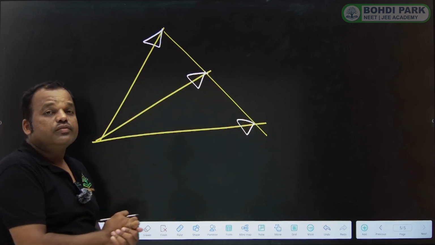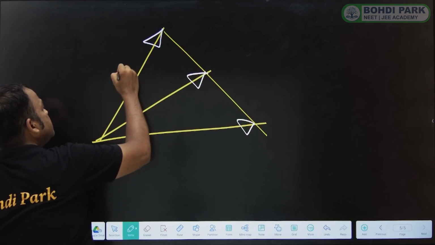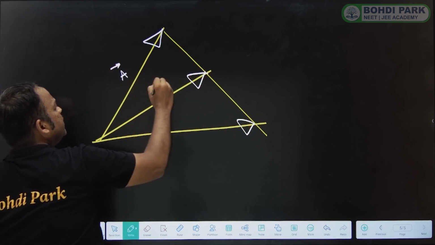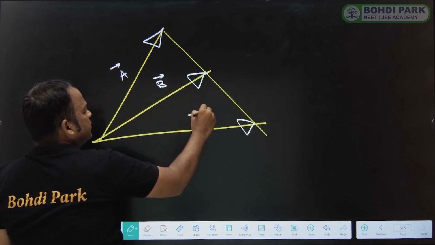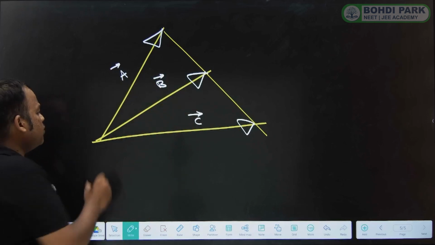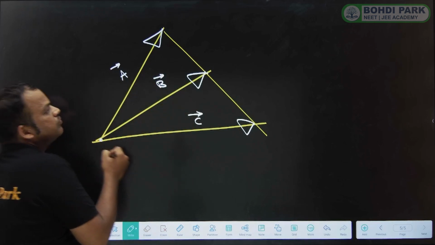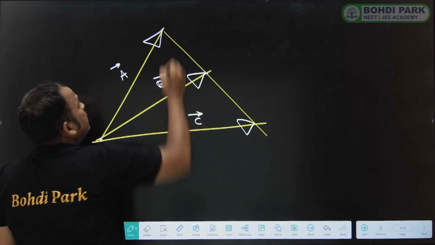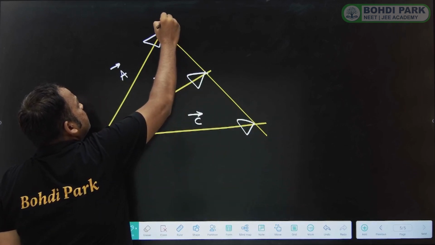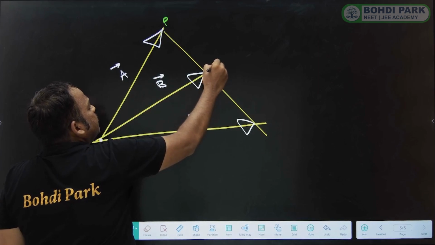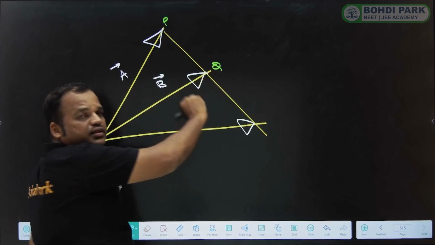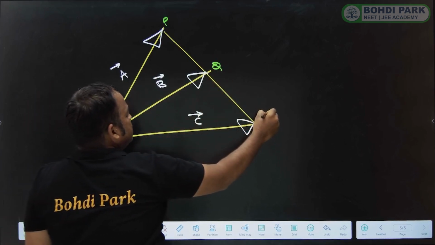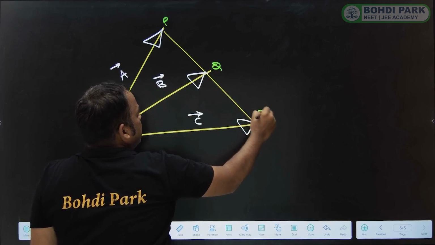Now you can observe there are three vectors. Let's name these vectors A vector, B vector and C vector. They have the common tail over here, and the heads are here. This is the head of A vector, suppose this point is P. The head of B vector, suppose this point is Q. And the head of C vector, suppose the point is R.